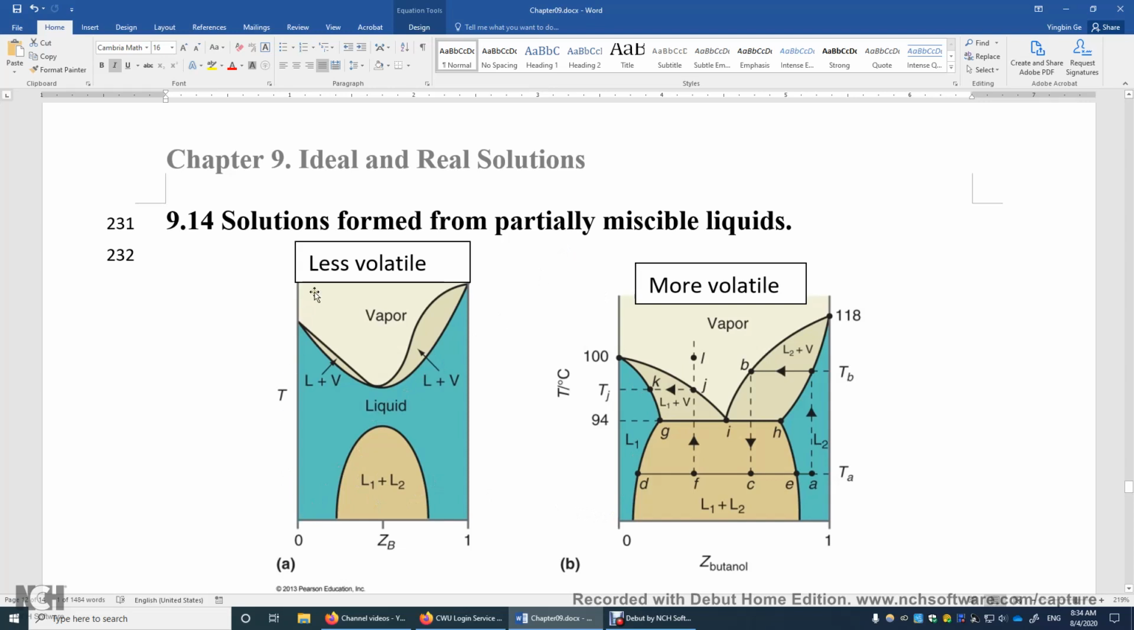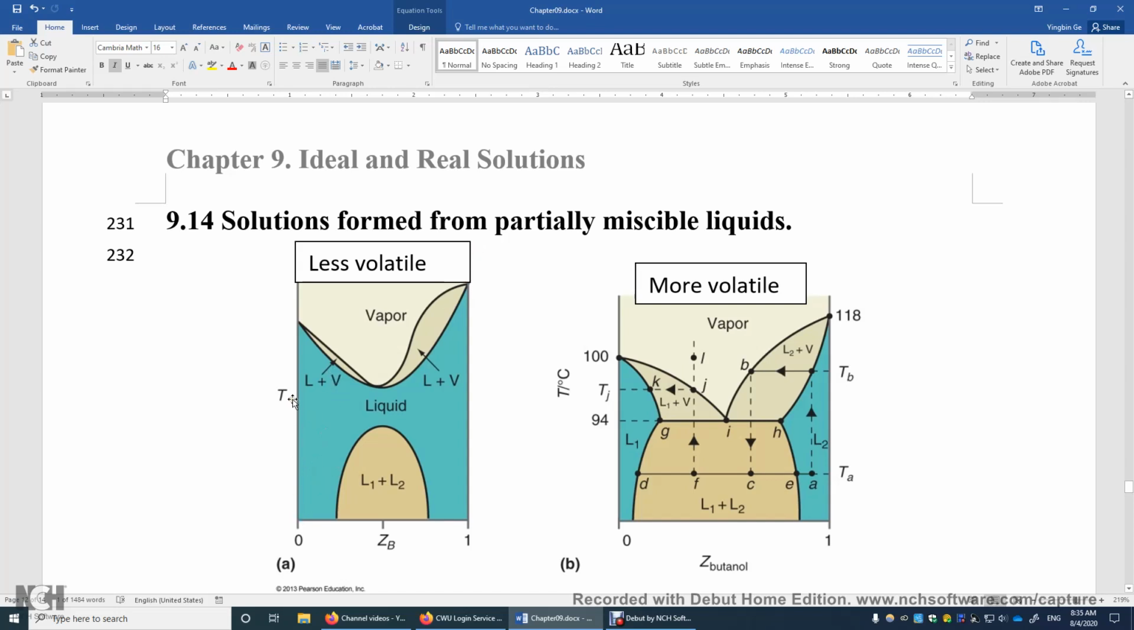Over here, 100% A. This is liquid A at the boiling point, and then at higher temperature, you have pure A vapor. Same here. Liquid B, when the temperature goes up, B reaches its boiling point, and then above the boiling point, you have 100% B.